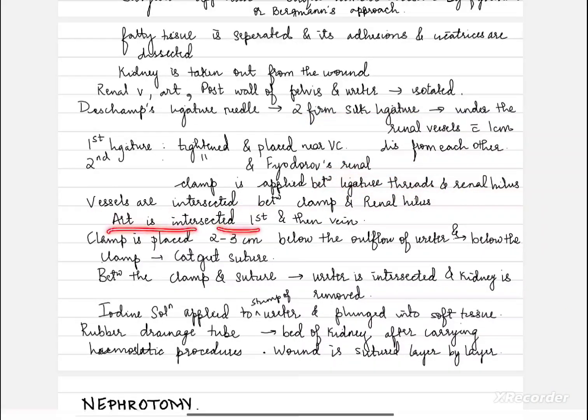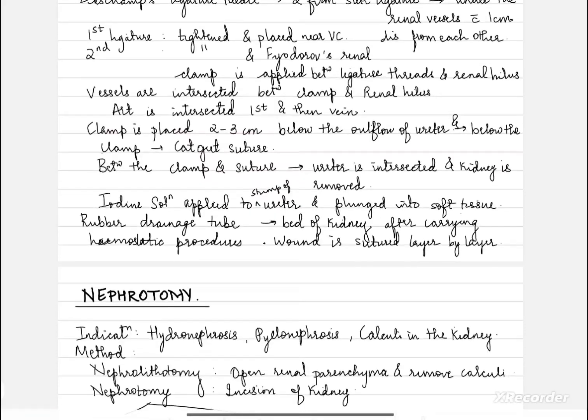Artery is intersected first and then vein. Clamp is placed 2 to 3 cm below the outflow of ureter, and below the clamp catgut suture is applied. Between the clamp and suture, ureter is intersected and kidney is removed. Iodine solution is applied to the stump of the ureter and plunged into the soft tissue. Rubber drainage tube is used. Bed of the kidney after carrying out hemostatic procedure. Wound is sutured layer by layer.